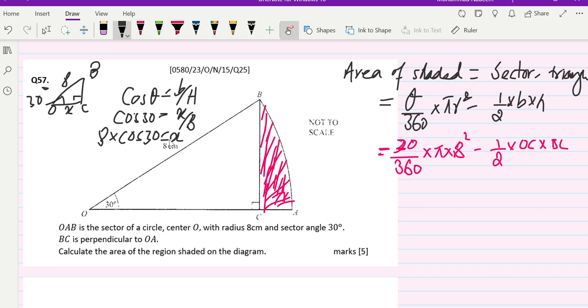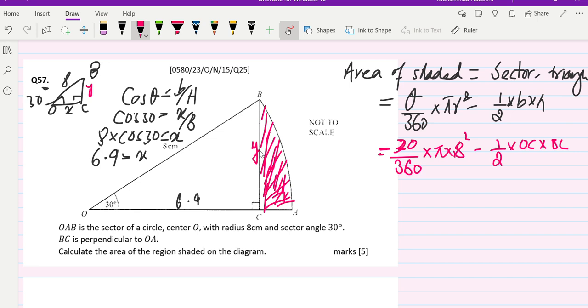Let me work it out separately. 8 times cos 30 is 6.92. So you may round it to 6.9. This is the value of one side, that is OC. This is 6.9. This is the base of the triangle. We also need the height of the triangle, so we will use trigonometry again on the same triangle to work out this length y. I labeled it as y.